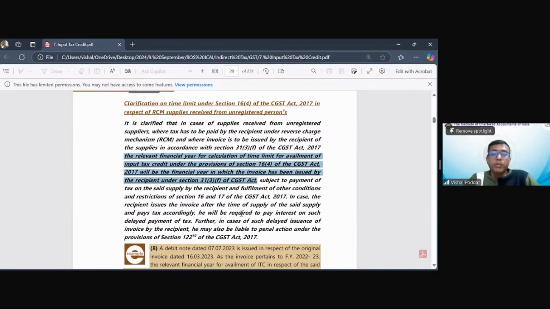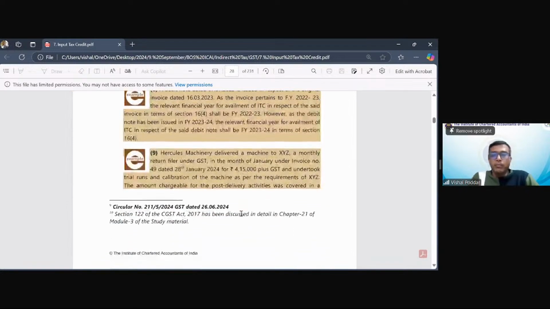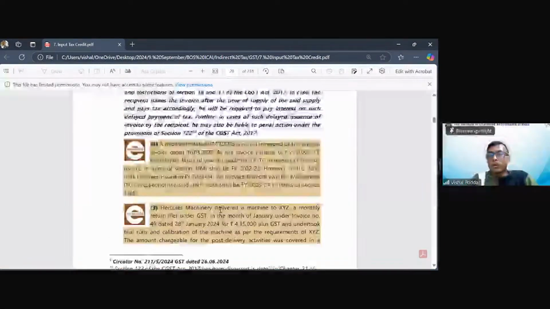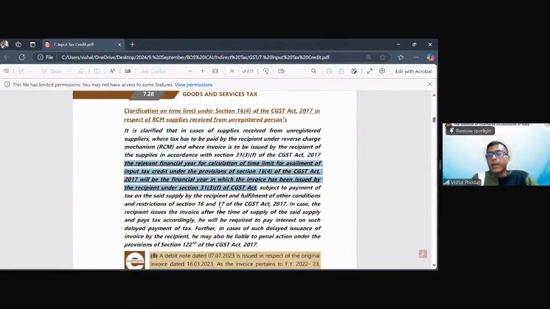So this is an important provision, and as you can see, it is put in bold because it is very recently issued. Is this fine? As you can see the date, it is issued in this year itself, in June 2024. So this circular has a lot of relevance.